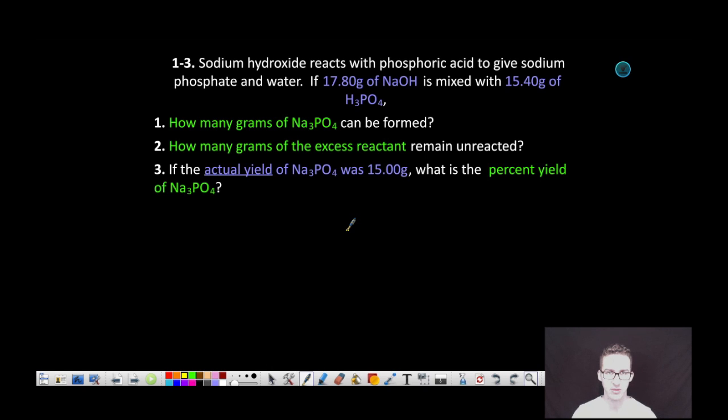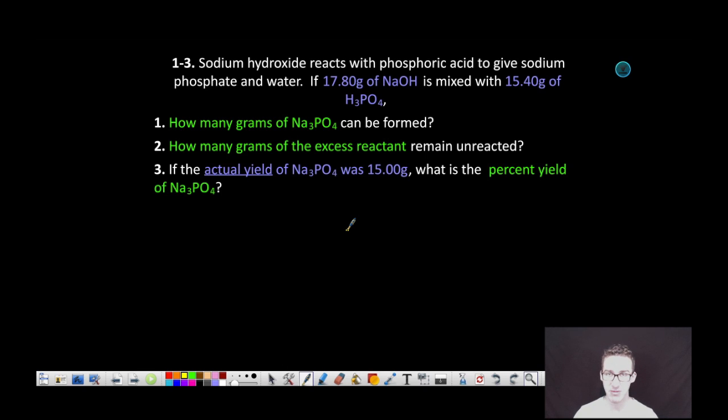One sort of giant problem says sodium hydroxide reacts with phosphoric acid to give sodium phosphate and water. If 17.80 grams of sodium hydroxide is mixed with 15.40 grams of phosphoric acid, number 1, how many grams of sodium phosphate can be formed? Number 2, how many grams of excess reactant remain unreacted? Number 3, if the actual yield of sodium phosphate was 15.00 grams, what was the percent yield of sodium phosphate?